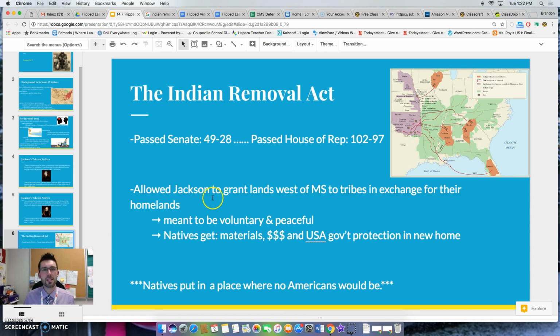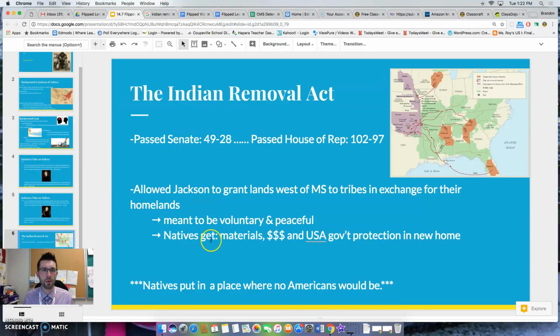It allowed Jackson to grant lands west of the Mississippi to tribes in exchange for their homelands. So Native Americans would give their homelands to the American government, and in exchange, these Native Americans then would move to lands that were west of the Mississippi River, far away from where they were, but also far away from American settlers who kept trying to take their land. Now, this was supposed to be a voluntary move. It was supposed to be peaceful. You notice I use the word supposed to, or words.